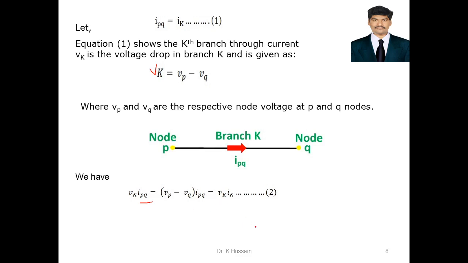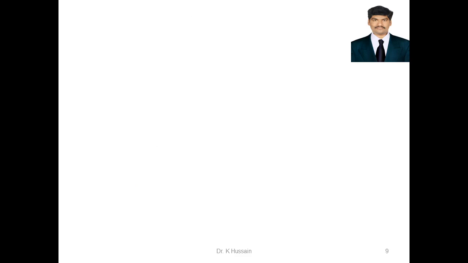Now the same thing you can represent in reverse order, from right to left. So Vk Ik is equal to Vq minus Vp into IPQ. It is the same thing, just the reverse of that.